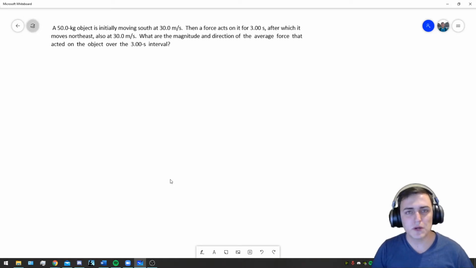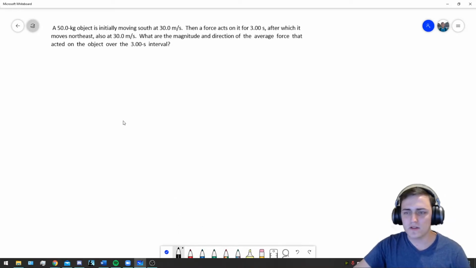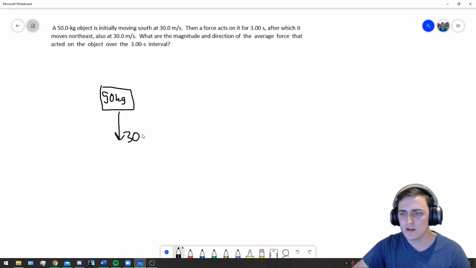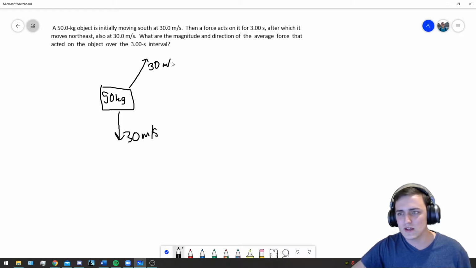This problem is related to problem 3 from homework set 3. Now we're given a 50 kilogram object initially moving south, or down. We can give this 50 kg, 30 meters per second. Those are the first things we're immediately given. We see a force acts on it for 3 seconds, after which it moves northeast, or northeast is this direction, at 30 meters per second.